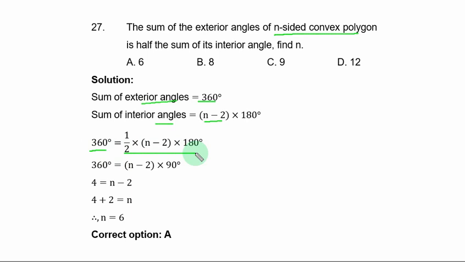You can multiply through by 2 to clear the fraction, or you divide 180 and 2 by 2. Here becomes 90 degrees. At this point, you can divide through by 90 degrees. Here becomes 4, if you divide this by 90 degrees, and here is n minus 2. Transfer minus 2 to the left hand side. You have 4 plus 2 equal to n. Therefore, n is equal to 6. A is the correct option.